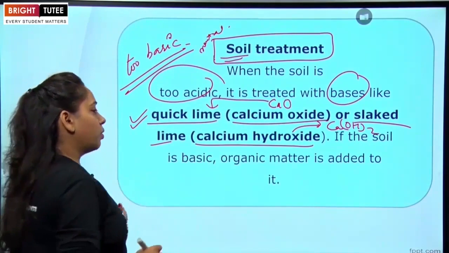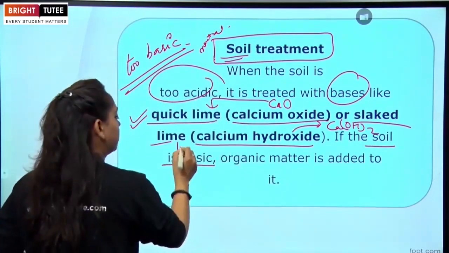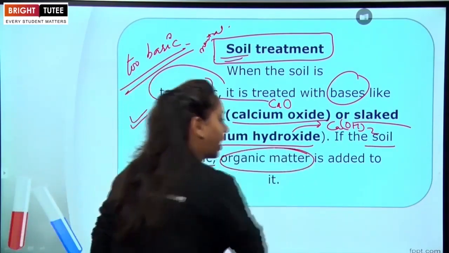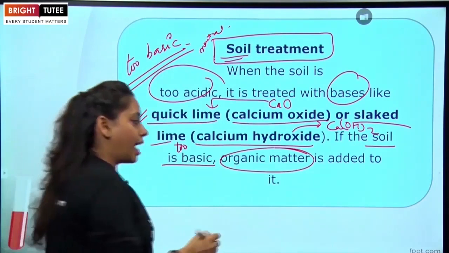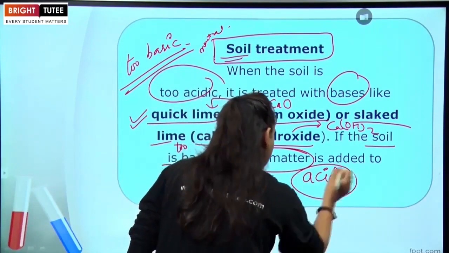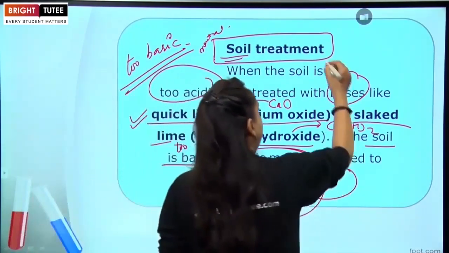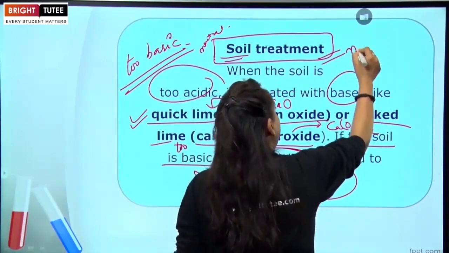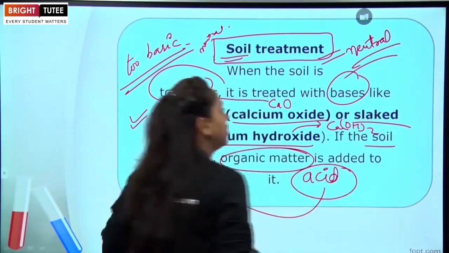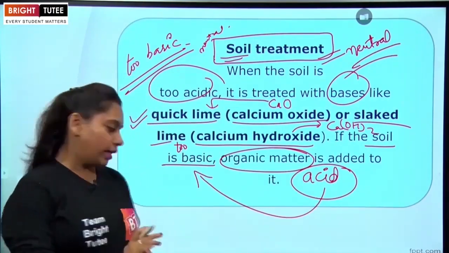But in case when the soil is too basic, we use organic matter. Why? Because organic matter releases acid, and this acid will neutralize the effect of bases, and in this way we can treat the soil and make our soil neutral. Okay children, so this is the way we use the concept of neutralization for the treatment of soil.